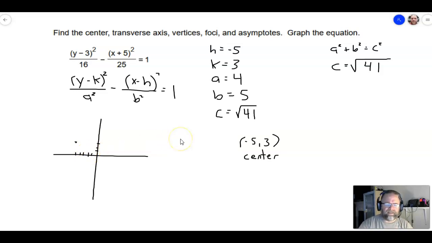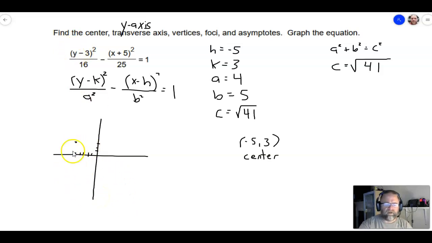Now we have to decide whether this thing is opening up and down or left and right, and we can see that by which of the variables x and y comes first. So in this case, the y comes first, and that means it opens up and down, parallel to the y-axis. So our transverse axis here, that's going to be the y-axis. So this means this thing is opening up and it's opening down. If the x came first, it would be opening left and right.